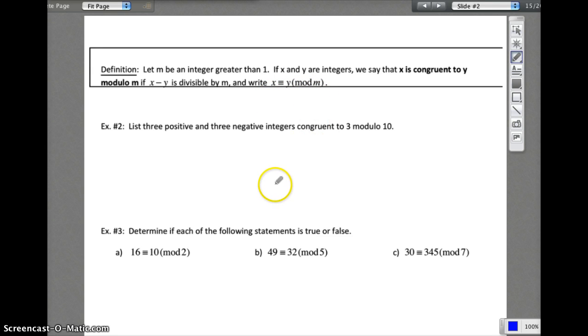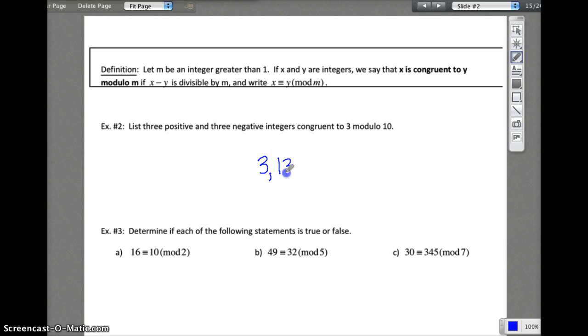So let's think about some numbers that would be congruent to 3 modulo 10. We need to make sure that when we take 3 minus this other number, it's something that's divisible by 10. Well, for one, a number is congruent to itself, right? Because 3 minus 3 is 0, and 0 is definitely divisible by 10.